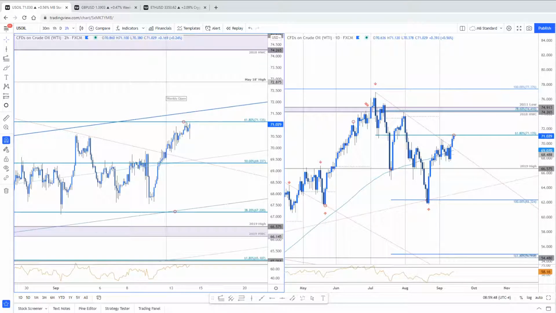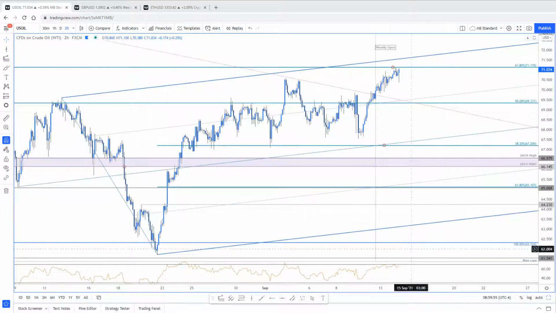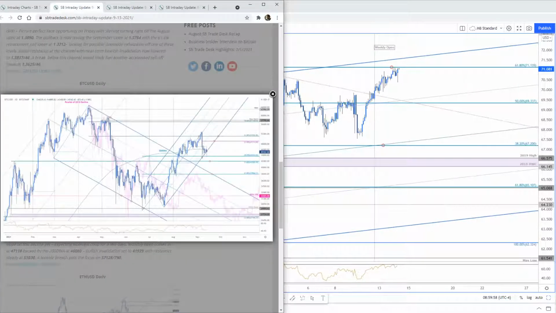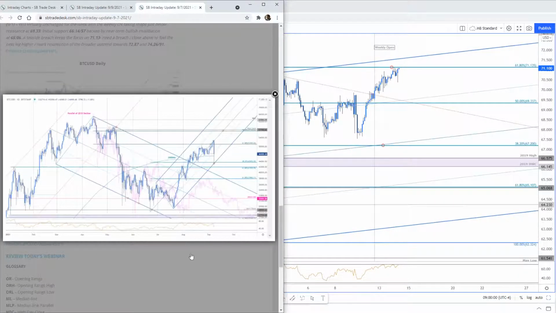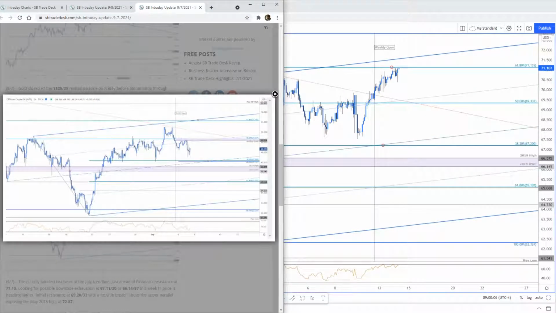Any questions on crude? Here's the interior slopes. Here's what crude looked like on our last update. So the pullback from uptrend resistance right here didn't quite make it. There's that 38.2. We were looking for a drop into there last week. We didn't quite get the drop. It turned right ahead, and here's the breakout. Big resistance.